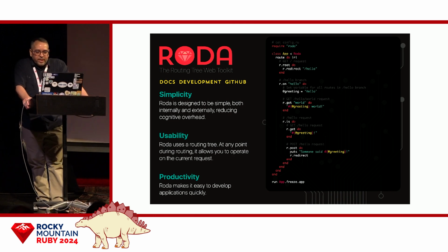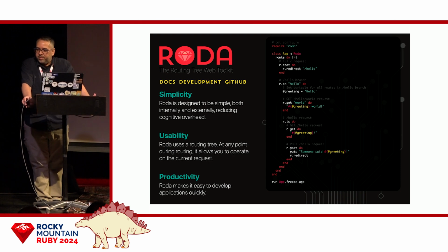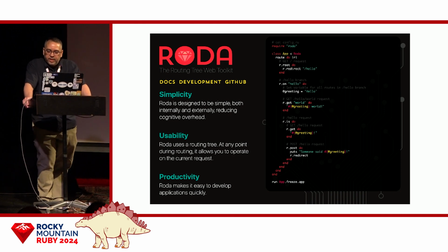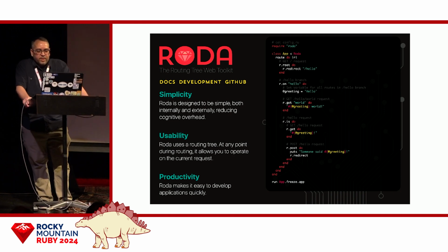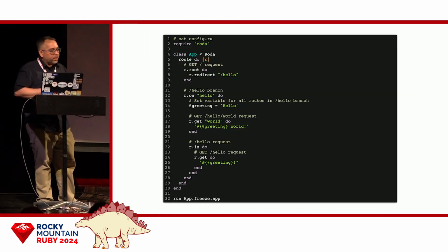So Roda was created by Jeremy Evans, and it aims to be a simple and productive framework for building applications. Basically, it gives you a DSL. It has a Sinatra-esque look and feel and usage. It's very similar. And it gives you this DSL to define what's called a routing tree, and you can use that to model your API or your application. This is a sample Roda app.